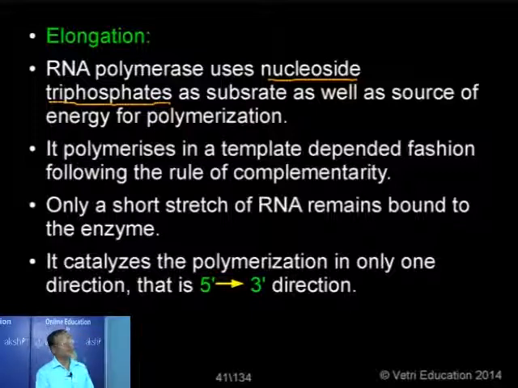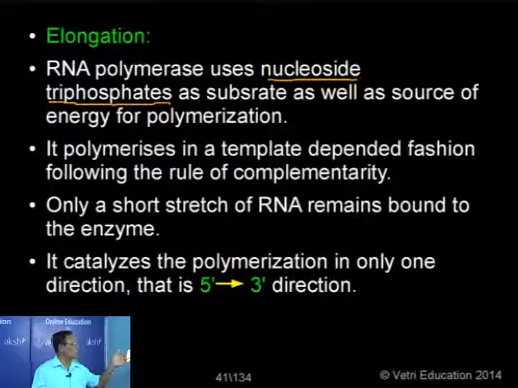So for the replication process as well as for the transcription or elongation process, we have the nucleoside triphosphates acting as both substrate as well as the energy source. So the nucleoside triphosphate, mostly guanosine triphosphate, is acting as a substrate as well as providing energy for the polymerization process. So the elongation is nothing but a polymerization process.